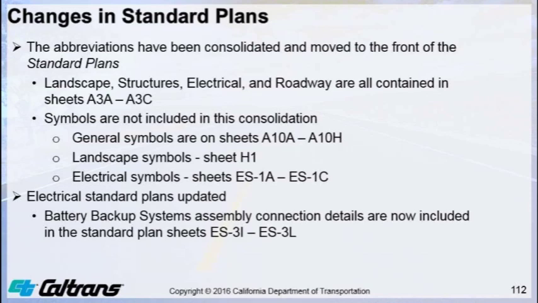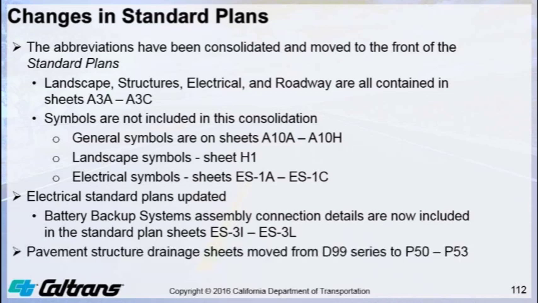One of the biggest ones that was revised is the battery backup systems. The electronic assembly diagrams are now included in the standard plans, on sheets ES3I through ES3L. And last, there were some changes in the pavement structural drainage sheets, which have been moved from the drainage series D99 into the pavement series sheets P50 through P53.